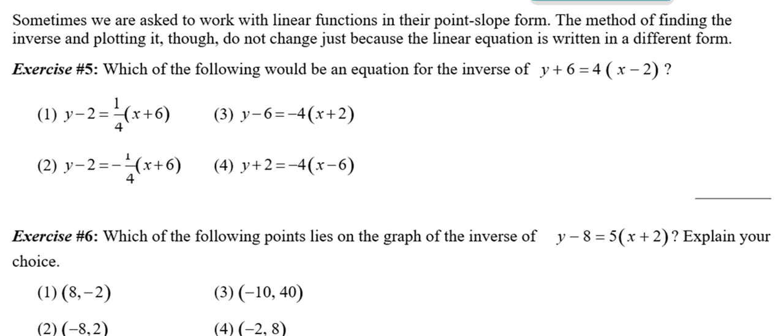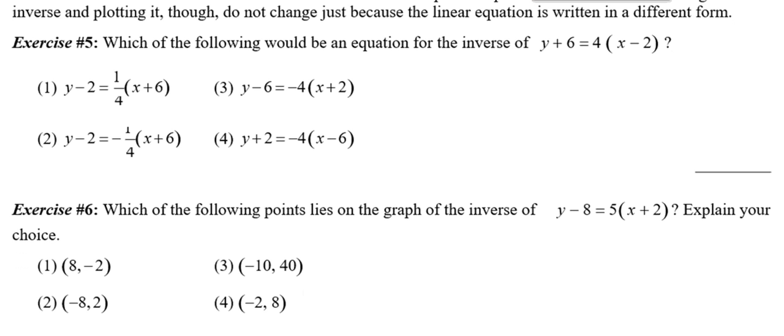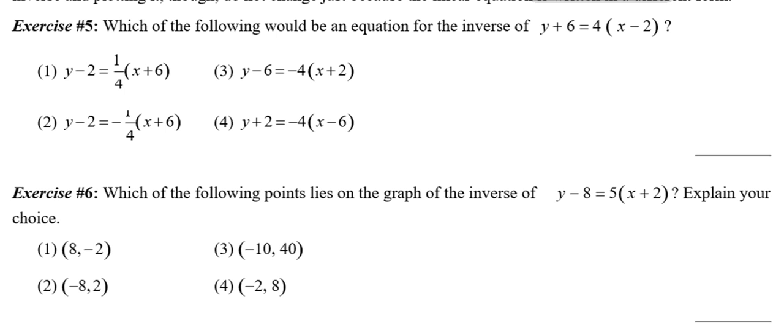Sometimes we are asked to work with linear functions in the point-slope form. The method of finding the inverse and plotting it, though, does not change just because the linear function is written in a different form. So remember, point-slope form is y minus y1 equals m times x minus x1. Which of the following would be an equation of the inverse of y plus 6 equals 4 times x minus 2? So the very first thing I would suggest is to go ahead and solve it in slope-intercept form. So I'm solving for y to begin with.